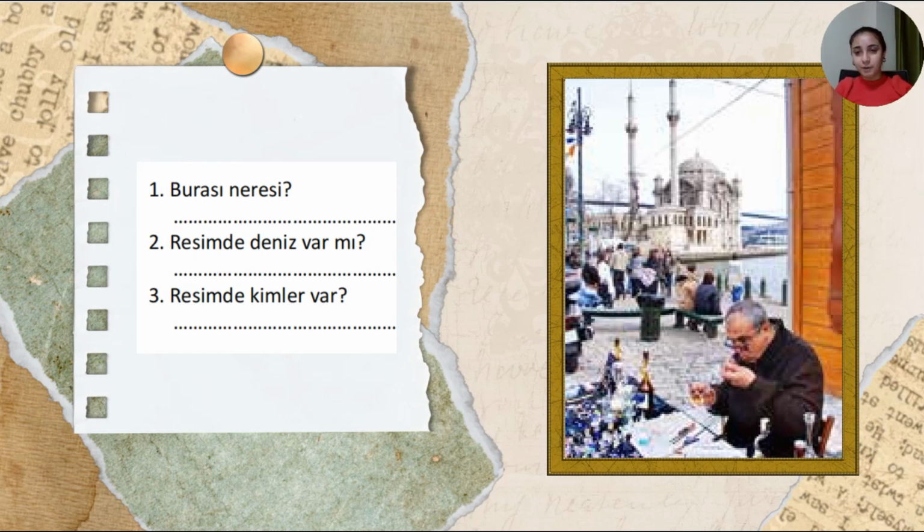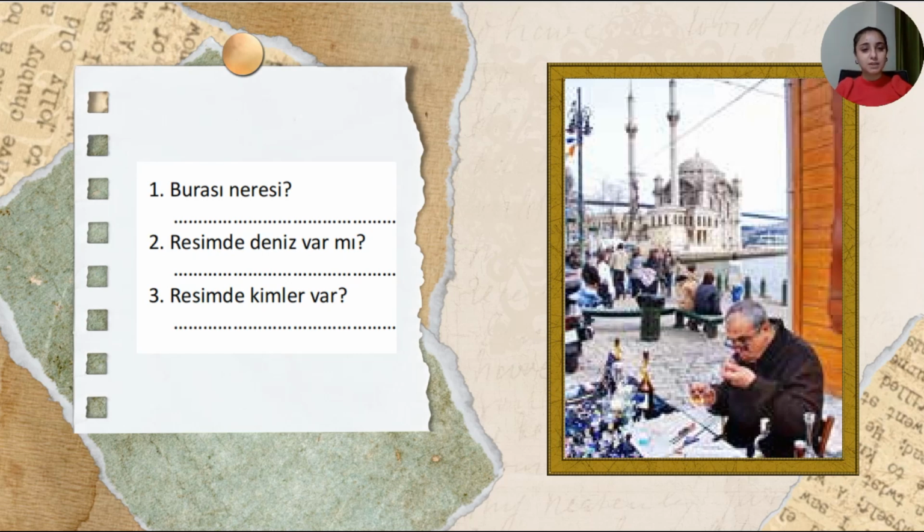Ortaköy is a seaside place, and there is a famous mosque here, and there are a lot of people sitting there or walking around. Okay. And first question is, burası neresi? Do you remember this question? We talked about this just before in the previous class. Burası neresi? Where is this place? Let's give an answer. Burası İstanbul, or burası Ortaköy, the name of the place.